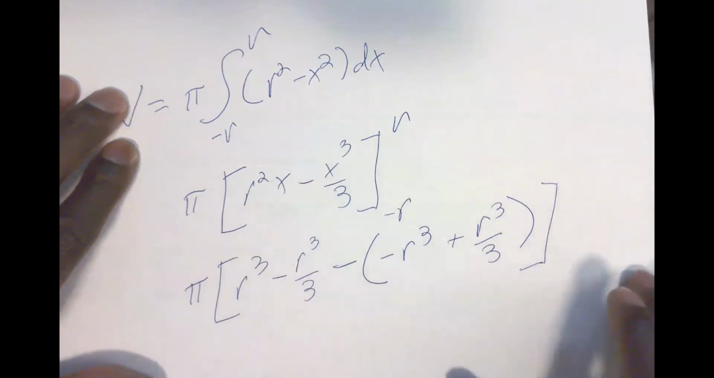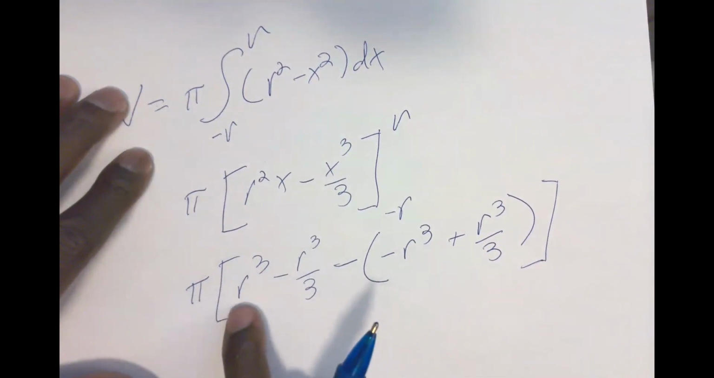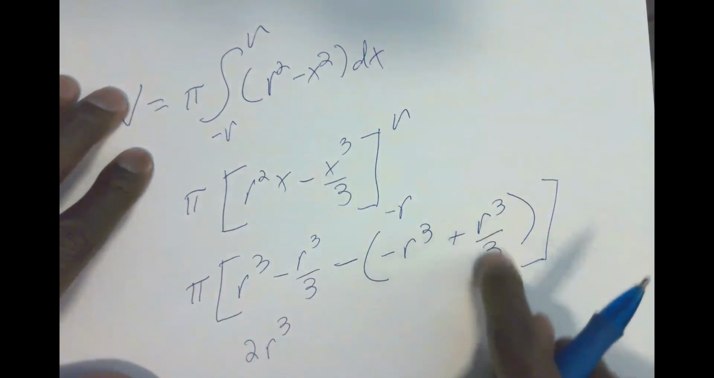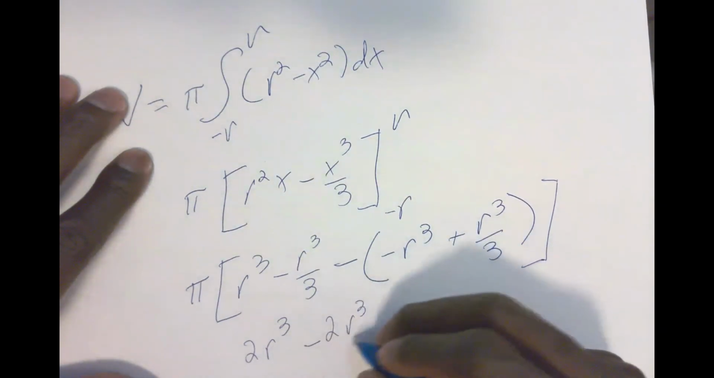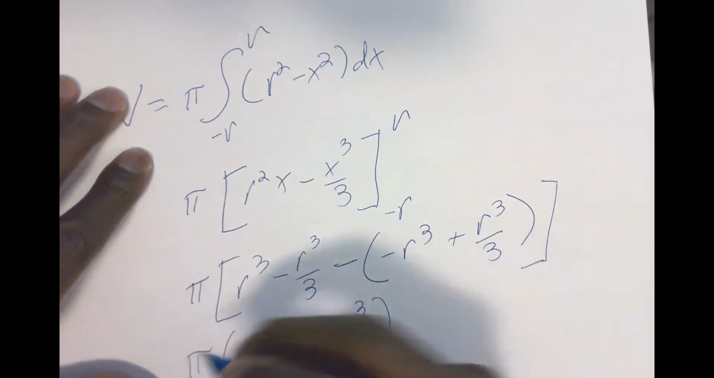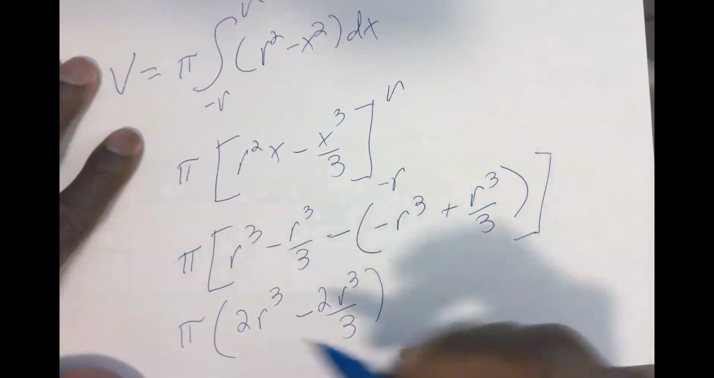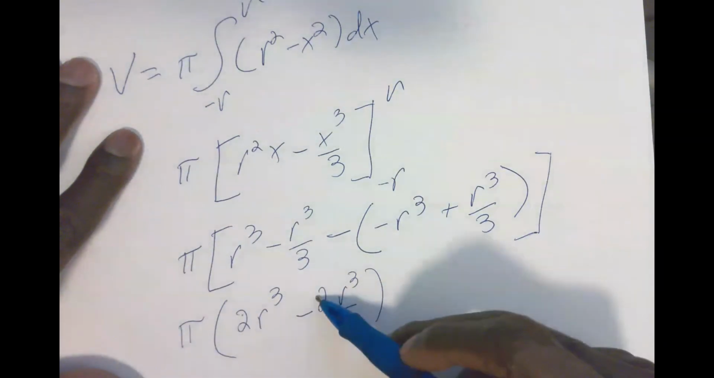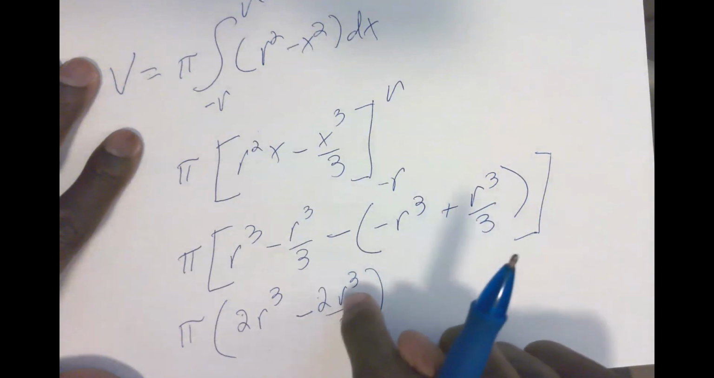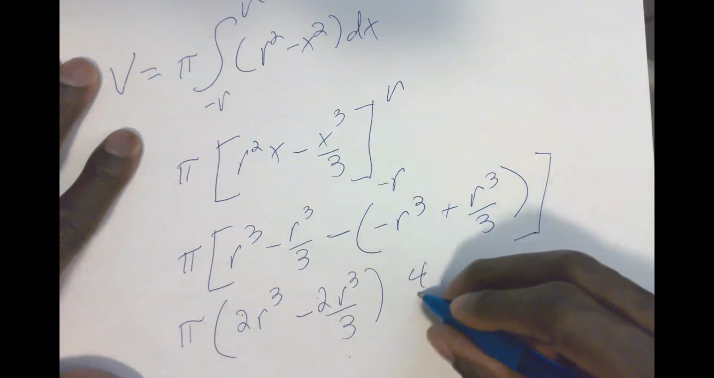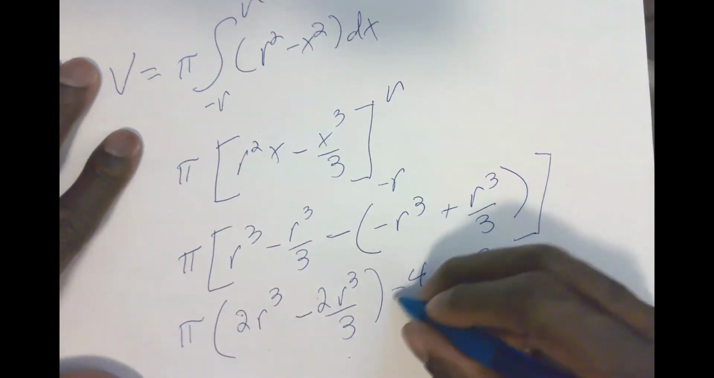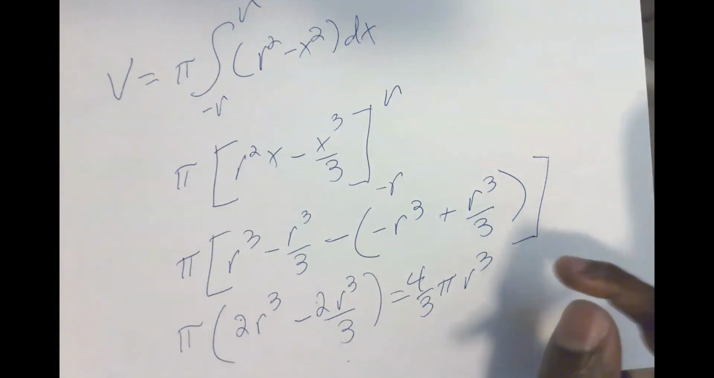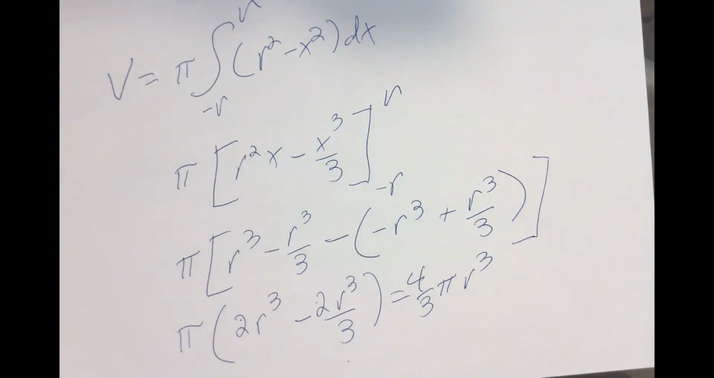Now let's do the arithmetic. There's still a pi there. We have r cubed minus negative r cubed, so that's 2r cubed. And we have negative r cubed over 3 minus r cubed over 3, so that's minus 2r cubed over 3, still times pi. We want a denominator of 3, so that's 6r cubed over 3 minus 2r cubed over 3, which gives us 4r cubed over 3 times pi, 4/3 pi r cubed. So we validated the formula for the volume of a, what did we just do? Volume of a sphere. Please forgive me, I actually forgot what we were doing.